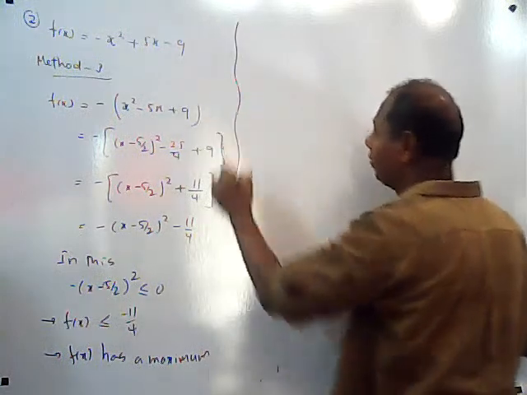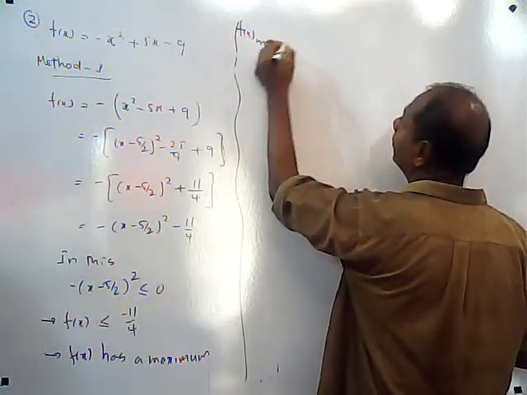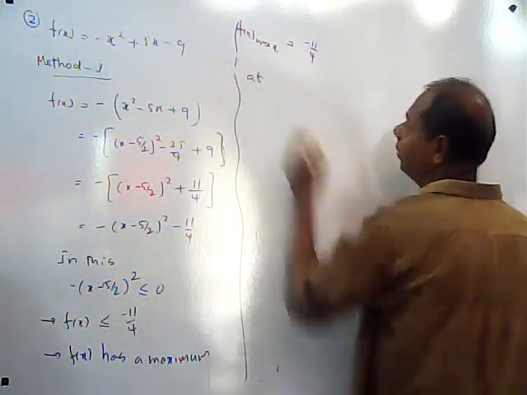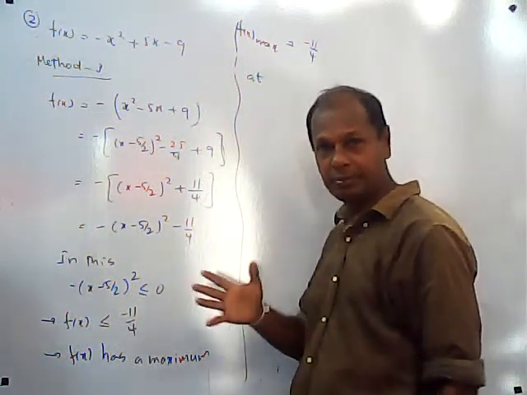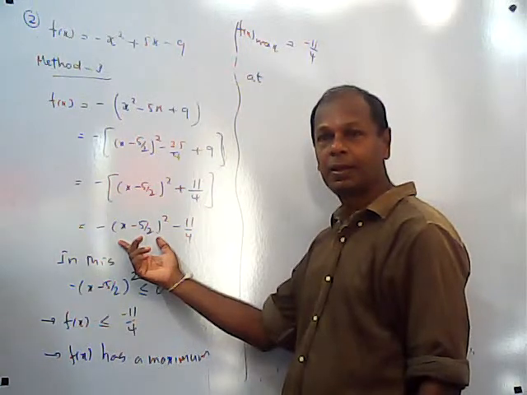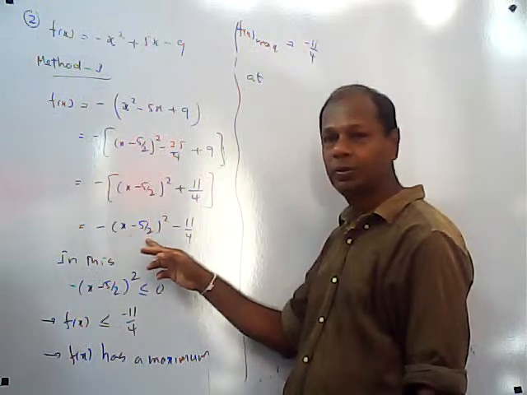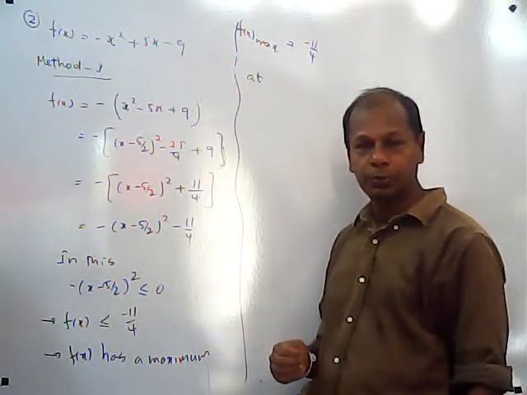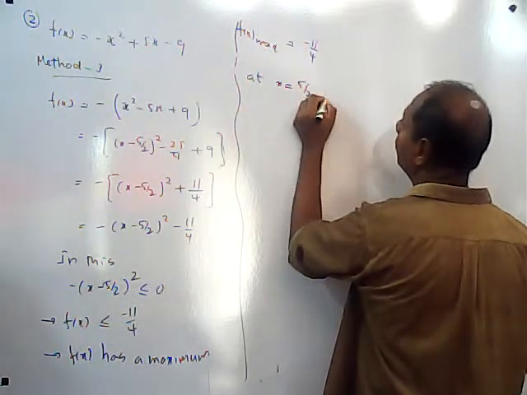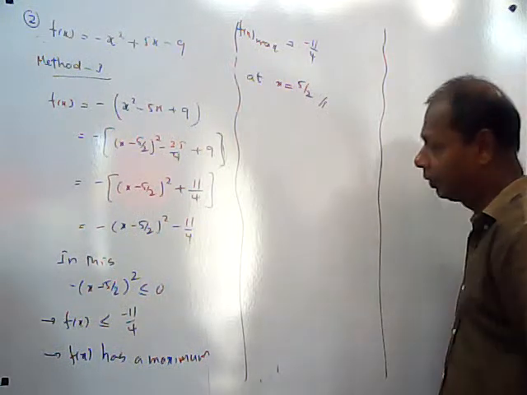Fx has the maximum. Fx maximum is minus 11 over 4. It is maximum when this part is equal to 0, right? When this part is equal to 0, that is when x is equal to 5 over 2. So that is the complete answer by method 1.